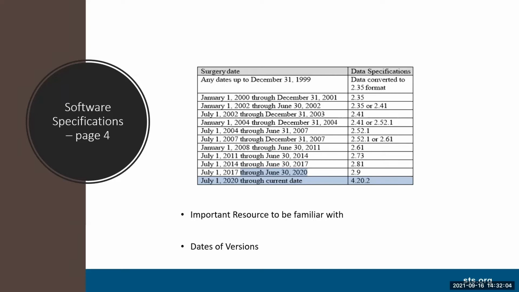So on page 4, this shows you the dates of the versions. So let's say, for example, you get hired and they're like, oh, we need to go enter 2.81 cases. So you're going to know by looking at page 4 of the software specifications that that is cases from July the 1st, 2014 through June the 30th, 2017. So to me, this is a really great resource to be aware of, especially if you're in a backlog situation.